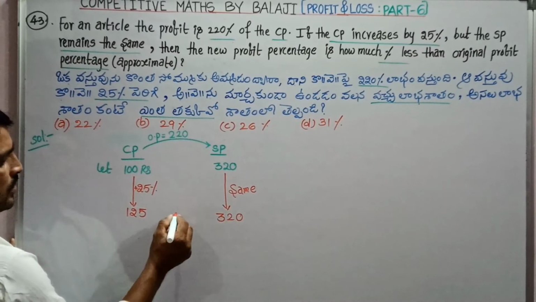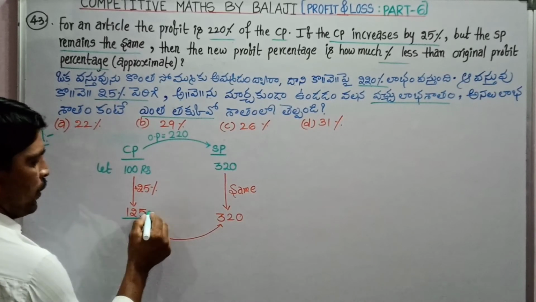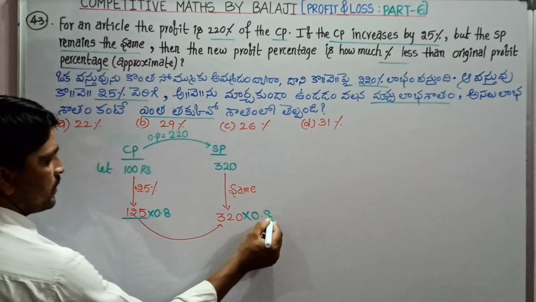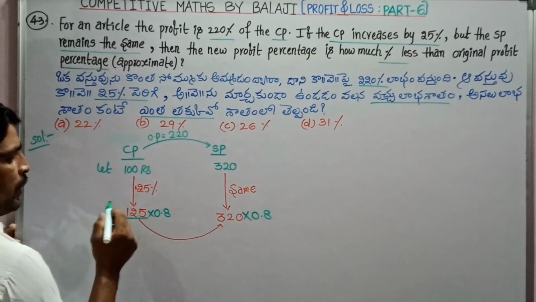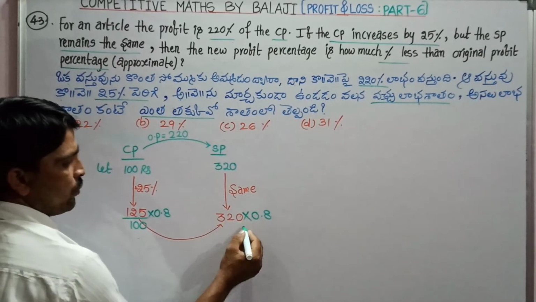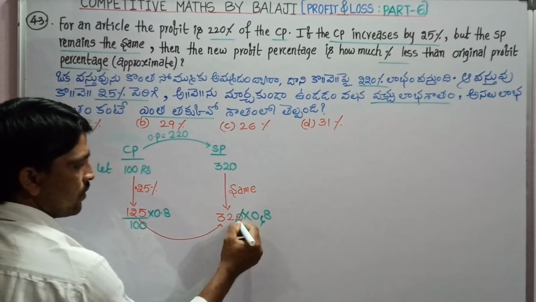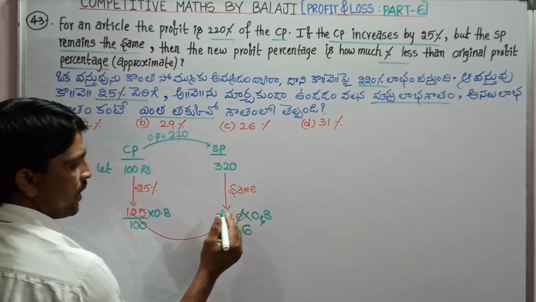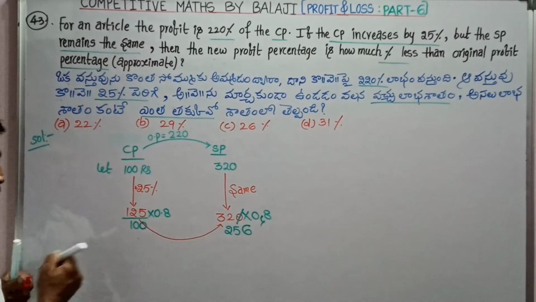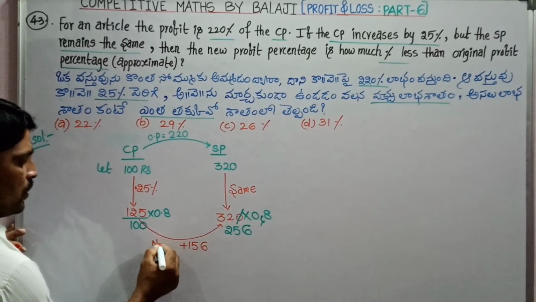So now what is the new profit? To make 125 into 100, we have to multiply it by 0.8. So here also multiply it by 0.8. Then 125 into 0.8 is 100. 8 2s are 16, 1 carry, 8 3s are 24 plus 1, 25. So new profit is 156. This is new profit.